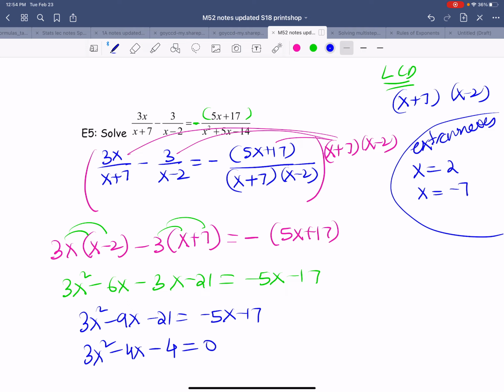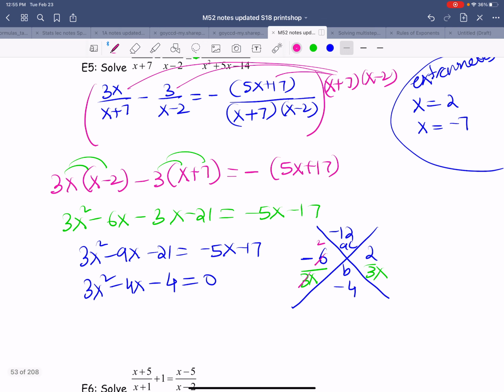Now let's see if it's possible to factor this any further. We would be using the bottoms up method. Two numbers that multiply to give me negative 12, which is A times C, and add up to give me negative 4, which is B. My two numbers are going to be 6 and 2. And we'll make the 6 negative because we want them to multiply to negative 12 and add up to negative 4. Divide them both by 3, and the 3x and 3x cancel. Simplify the fraction if you can. So my two factors turn out to be x minus 2 and 3x plus 2 equal to 0.